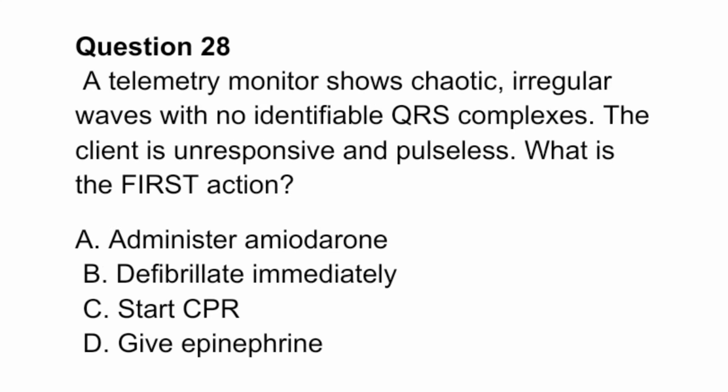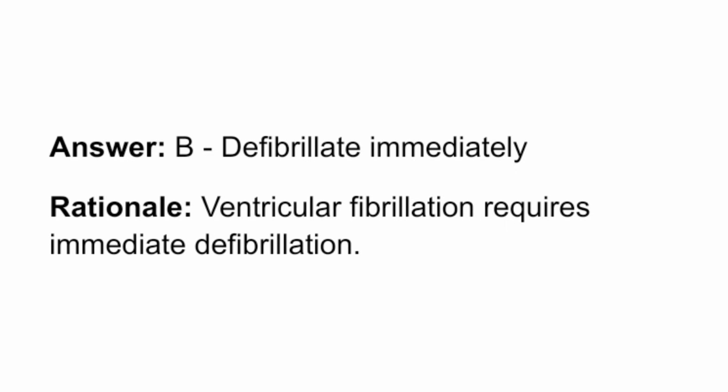Question 28. A telemetry monitor shows chaotic, irregular waves with no identifiable QRS complexes. The client is unresponsive and pulseless. What is the first action? A. Administer amiodarone. B. Defibrillate immediately. C. Start CPR. D. Give epinephrine. Answer: B. Defibrillate immediately. Rationale: ventricular fibrillation requires immediate defibrillation.